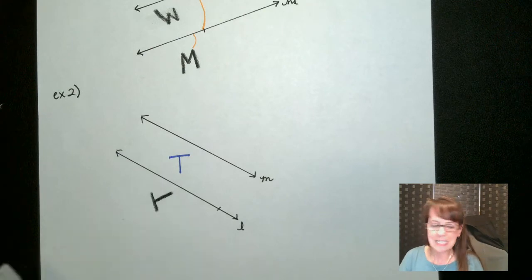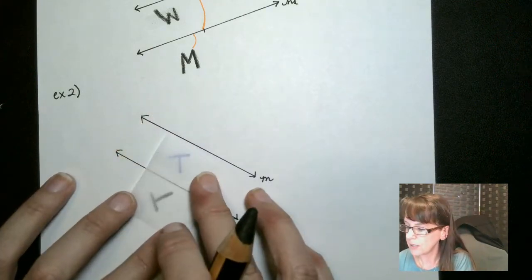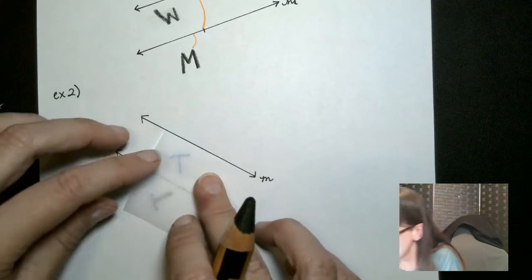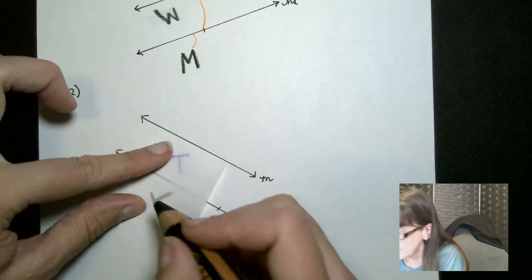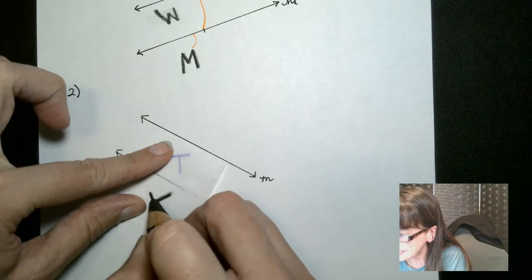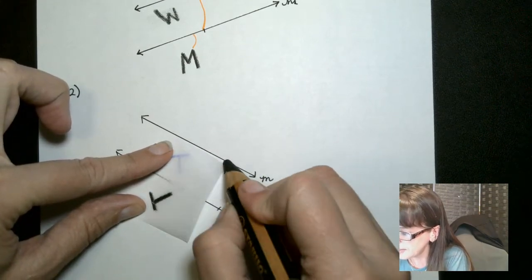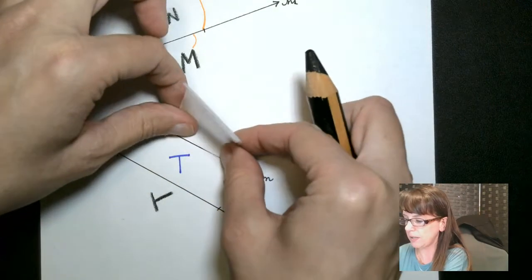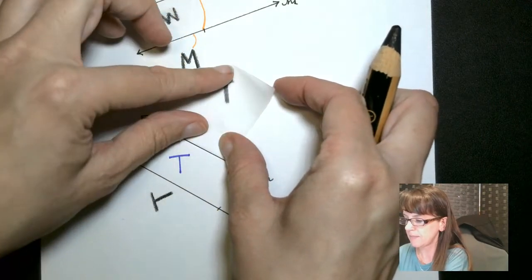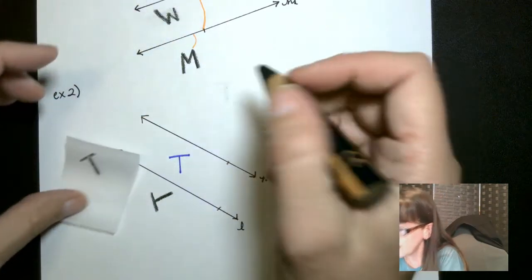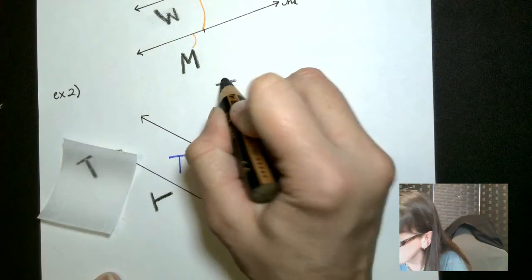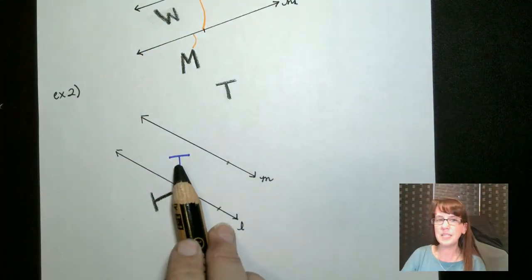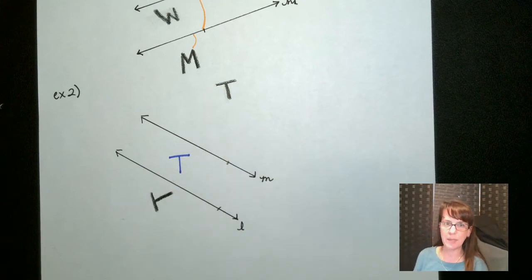Now I've got to take this T and reflect it across my M. So here is this. Let me line that up with my M. And I'm going to take this T here and line it up with that. And I'm going to take that and flip it all the way over like this. And when I do that, I get my T looking right there. Okay, so from that blue T to this T here, what has happened?